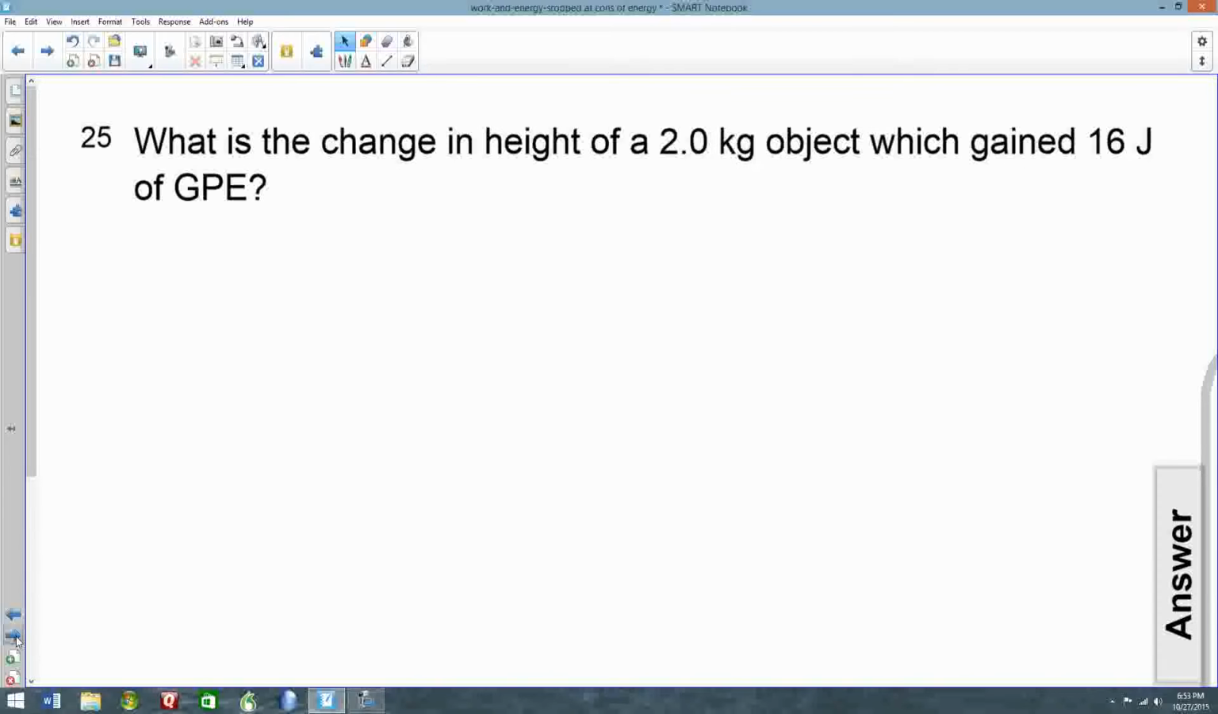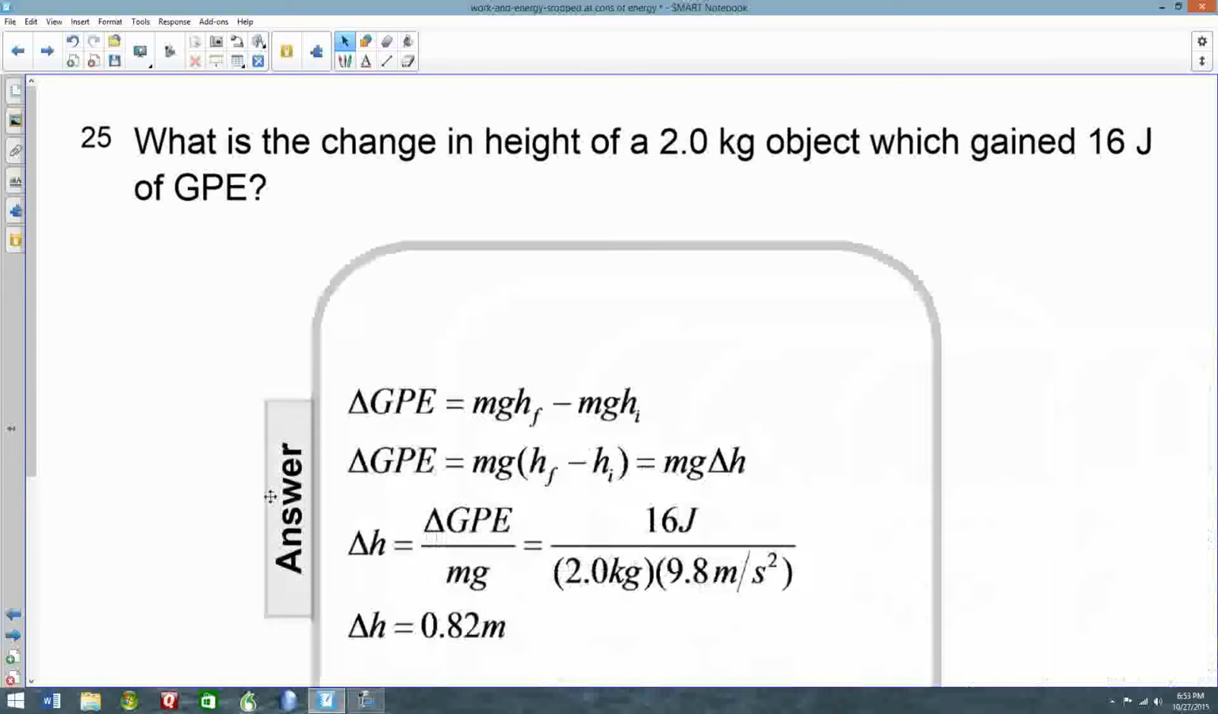What is the change in height of a 2.0 kilogram object which gains 16 joules of gravitational potential energy? Pause the video now and see if you can answer this on your own. Okay, let's see if you were correct.